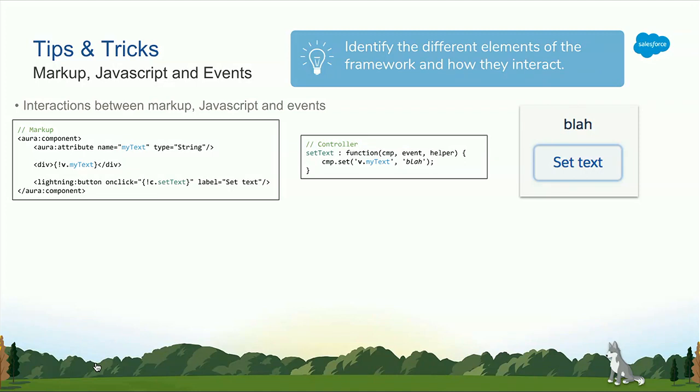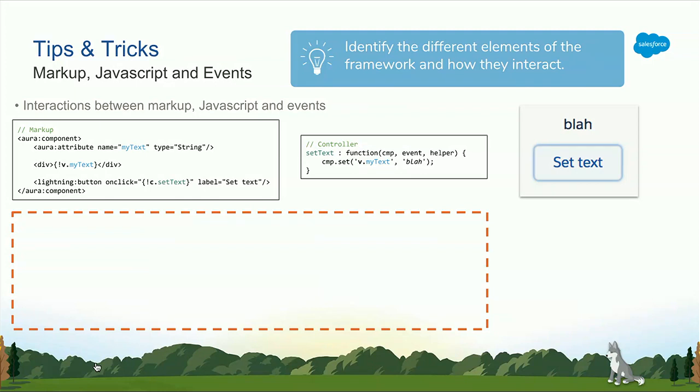We have said that markup and JavaScript are part of the controller. But how do they interact between each other? Here I have another example. Here I have defined a component in which I have an attribute called myText. I'm just showing this text in the screen using the v value provider, which means view. And I'm also adding a Lightning button, which on click will update that text. We can see that in the controller, in which we are doing component.set and the value of the attribute. The final result will be something as the component that we can see in the right-hand side.